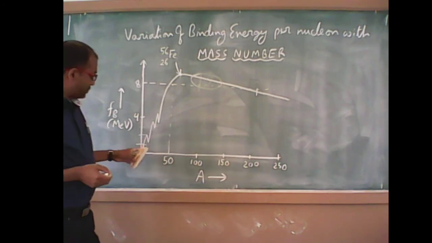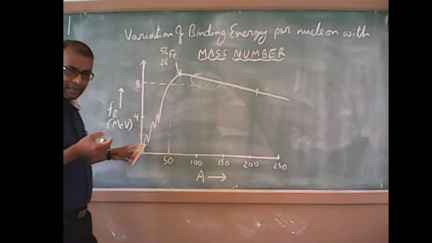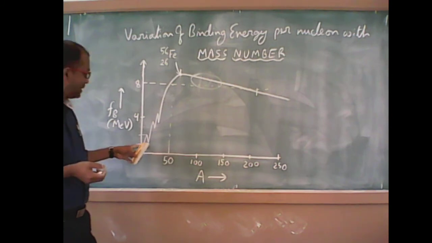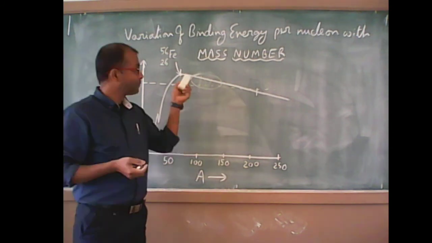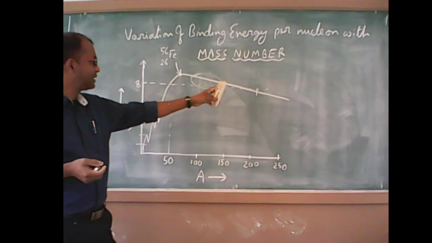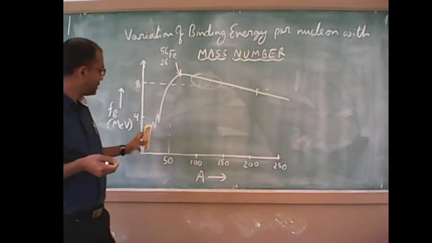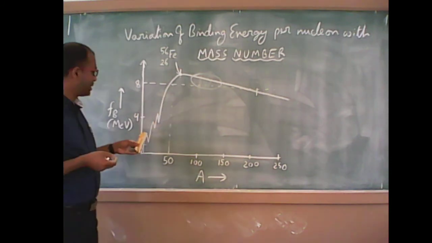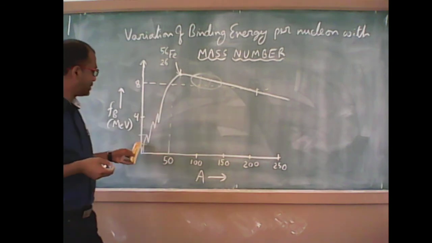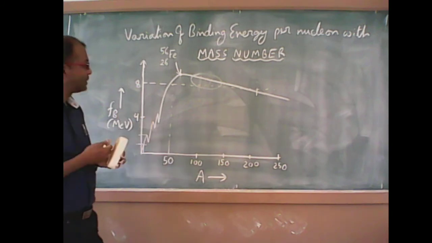So what is observed in this process also is that when fusion takes place, lighter nuclei combine to form a heavier nucleus, and the binding energy per nucleon of the resultant nucleus is more. Same thing as in the case of fission, the products have higher binding energy per nucleon. The resultant nucleus of fusion has higher binding energy per nucleon than the nuclei undergoing fusion. Hence, in this case also, energy is released in the process.